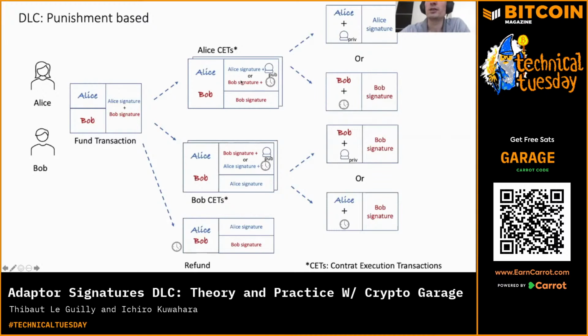And yeah, that's why it's a punishment model, because if Alice were to broadcast this CET, for example, without having the signature from the Oracle, she wouldn't be able to unlock this output here. And after some time, Bob would be allowed to unlock this, and then would actually get all the funds. So again, this is quite similar to how the Lightning Network works at the moment.